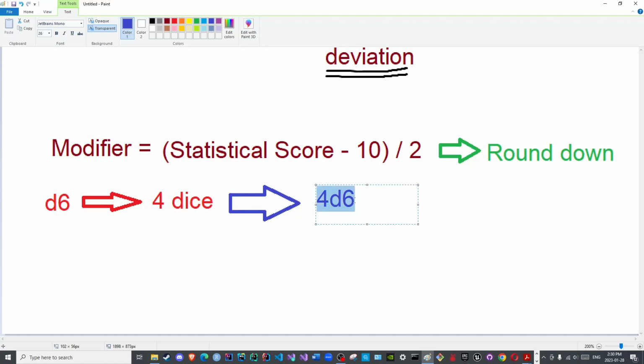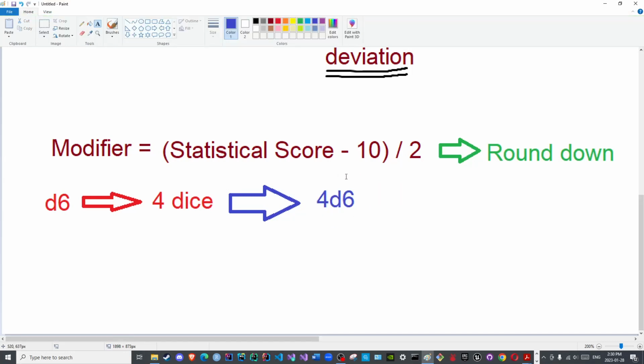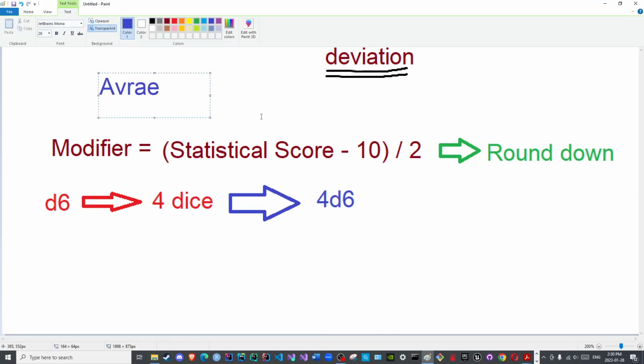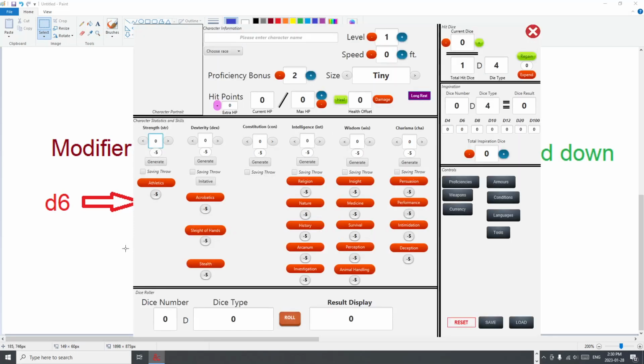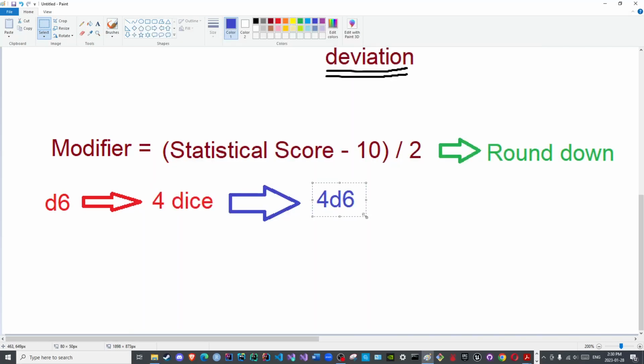You probably have seen this notation if you are familiar with the Discord bot known as Avrae. I'll write the name if you are interested in reading about it. So for each statistic, so you will do so 6 times. For each statistic, you will roll a 6-sided die 4 times, or you will roll 4 of them simultaneously if you have enough dice.